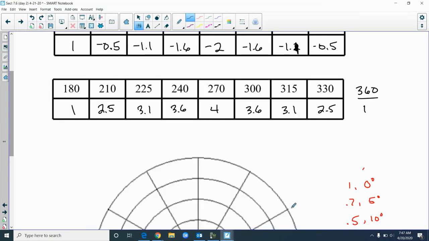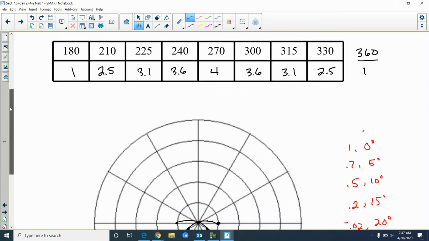Okay, hopefully you went through there. Here's what I got. 2.5 for 210, 3. Now these are all positive. 3.1, 3.6, 4, 3.6, 3.1, 2.5. And I like to put 360 back. It has to go back to whatever 0 is, 1.